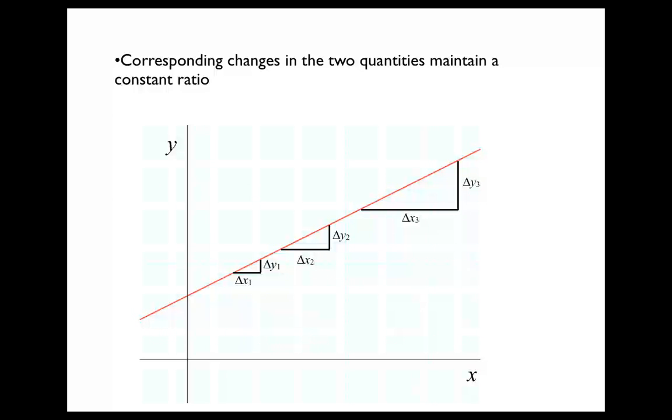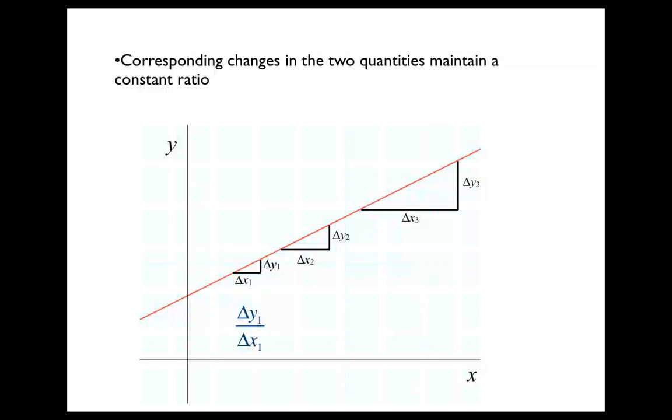The question is, if we have constant rate of change in these quantities y and x, what constant ratio is guaranteed? The ratio of what? The delta. So tell me what the ratio is. Delta. Delta y equals delta x? The ratio of delta y to delta x, right?